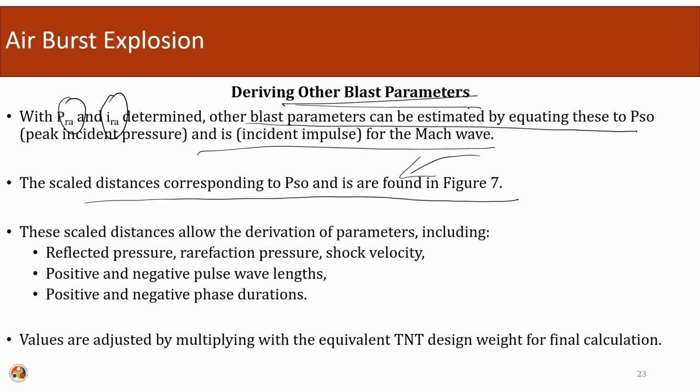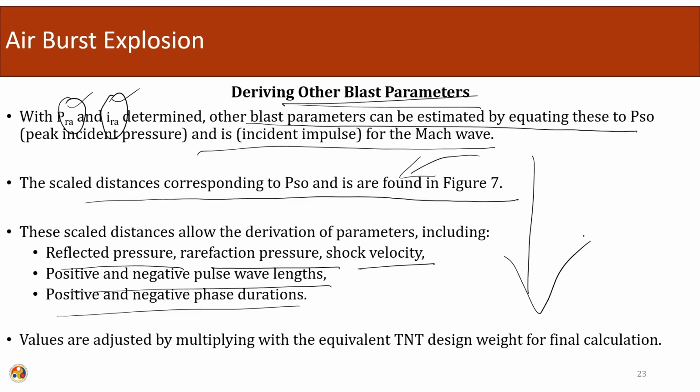Using the below charts, we can calculate all the blast parameters. The scale distances allow the derivation of the parameters. Using the scale distances we can calculate the reflected pressure, refraction pressure, shock velocity, positive and negative pulse wave length and the positive and negative phase durations. Since we can calculate these two quantities, from these we can derive easily the other quantities as well. After that these values are adjusted by multiplying with the TNT equivalent design weight for final calculations, in order to get the actual number.